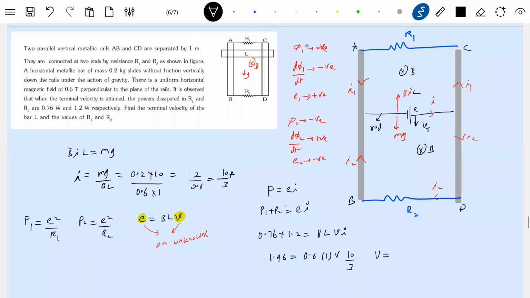Anybody? Terminal velocity? Gunitra? P1 plus P2. 0.98. Now you can get the EMF induced. Then you'll get R1, R2.